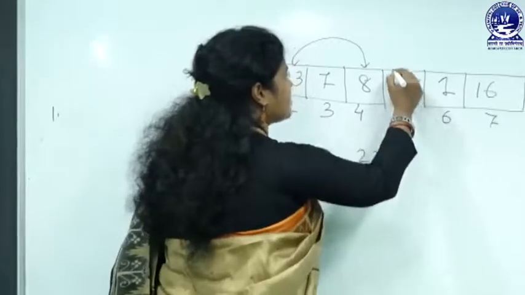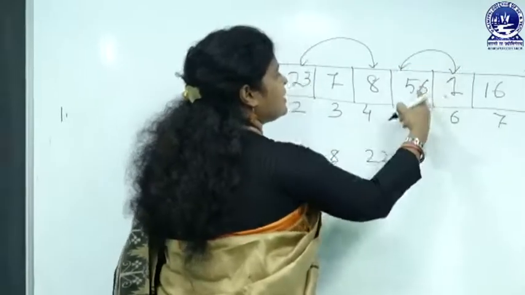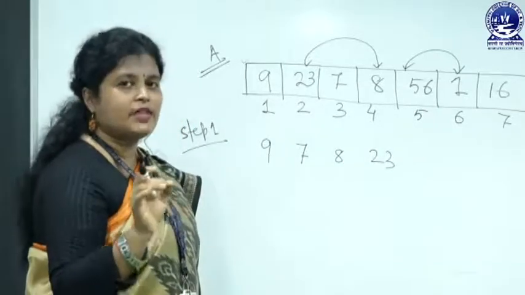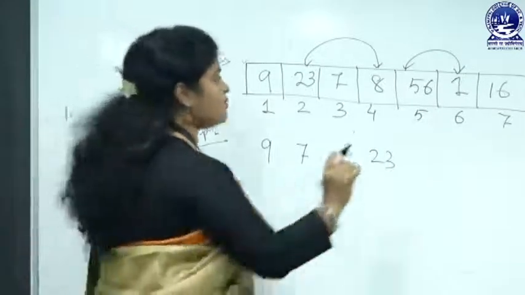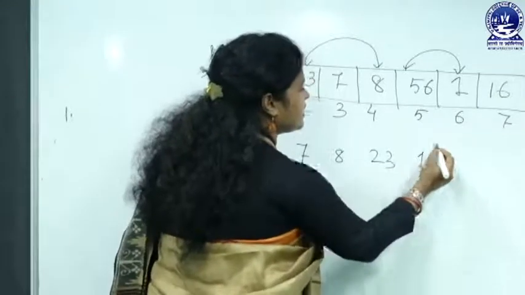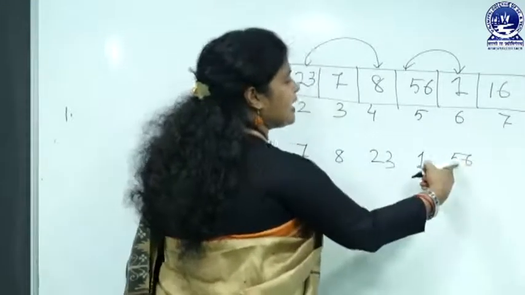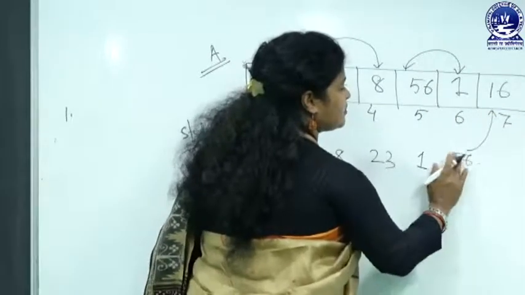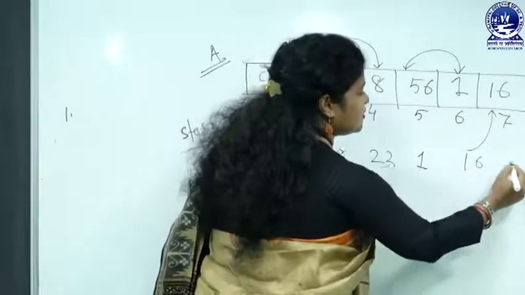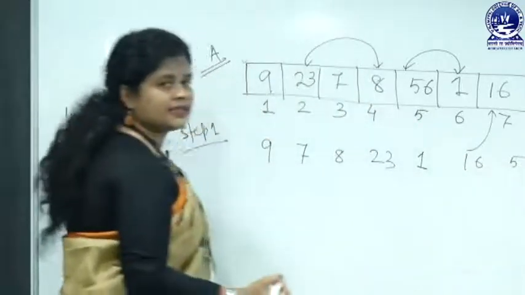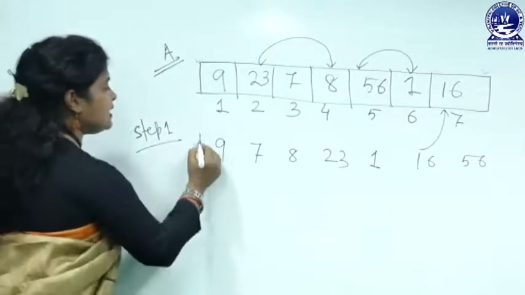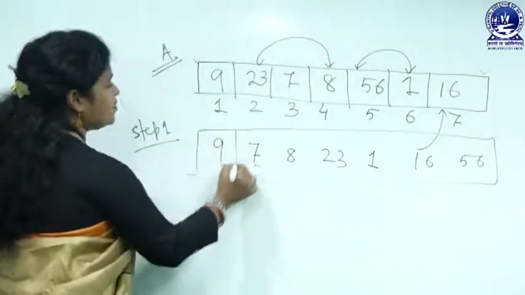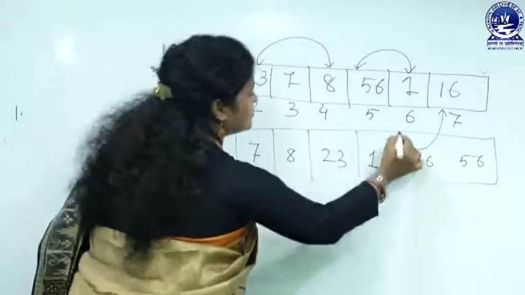Now we compare 56 with 1. Which one is smaller? Each time you will check two consecutive values. Obviously 1 will be here and 56 will be here. Now we check 56 with 16. 56 is greater, so 16 will be placed here and 56 will be placed here. After one iteration, at the end of step 1, you will get this type of value.